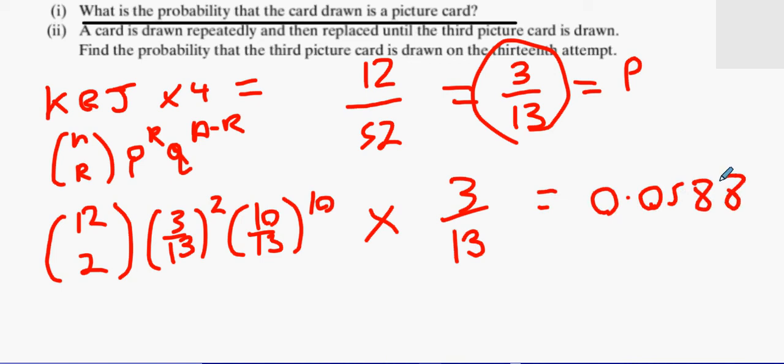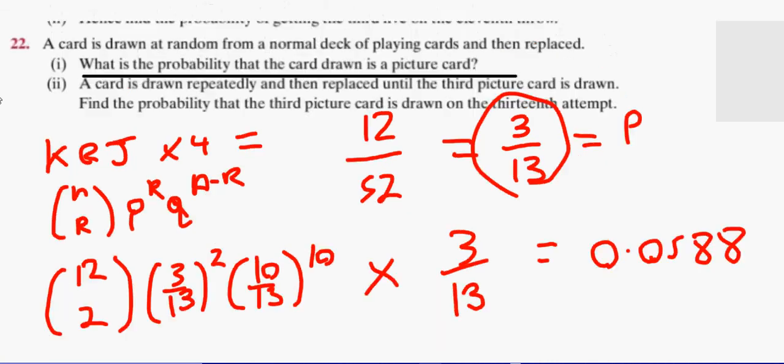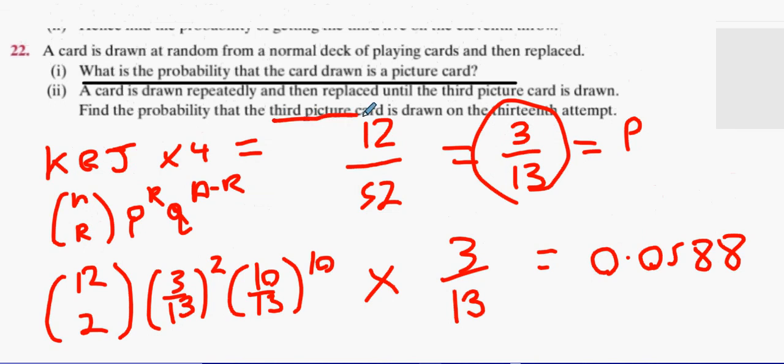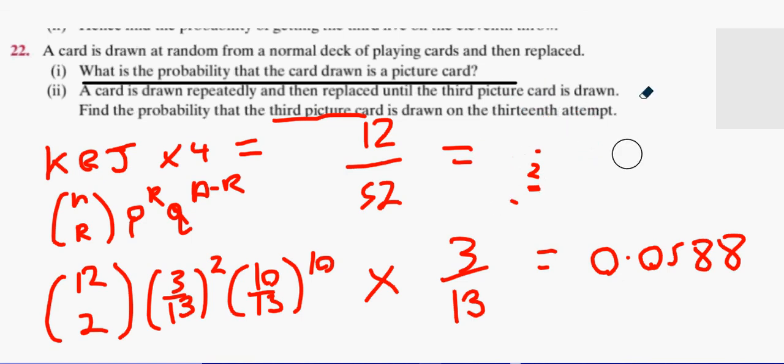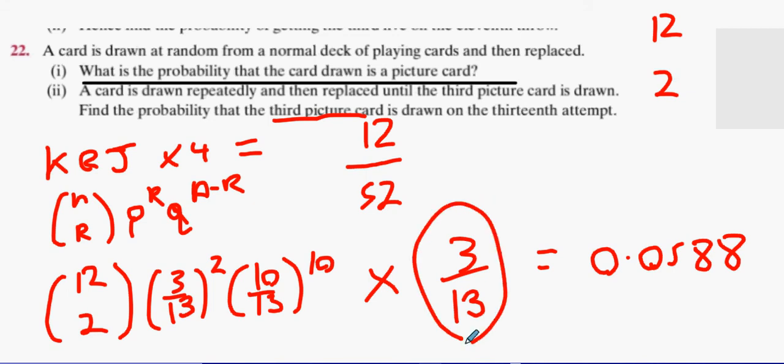Yeah. Exactly like that? Barry? Could you just explain why you have 12 there? Alright, so it says third picture card on the 13th attempt. So that means after your 12th attempt, you're only successful twice. So then when you get your third success, it has to be on the 13th attempt. So that's why we find the probability that you have 2 successes in 12 attempts. Okay? And then you multiply it by the probability of being successful in the 13th attempt.